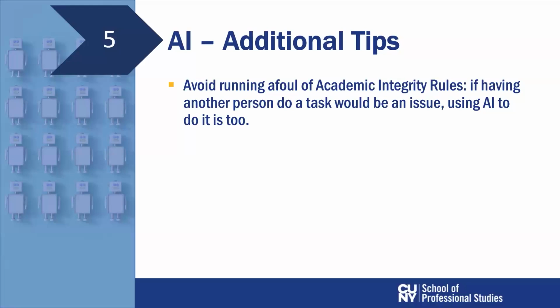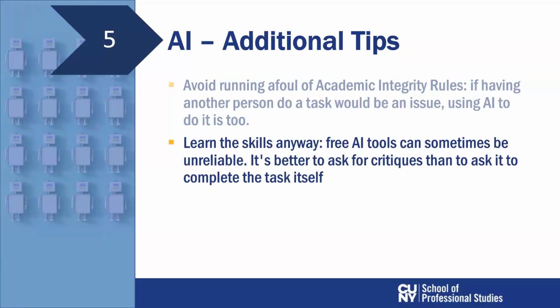So just to sum it up, if having another person do a task for you when you were working on an assignment would be a problem, using AI to do it will also be a problem. So think of AI like a really sort of strange person in this case.